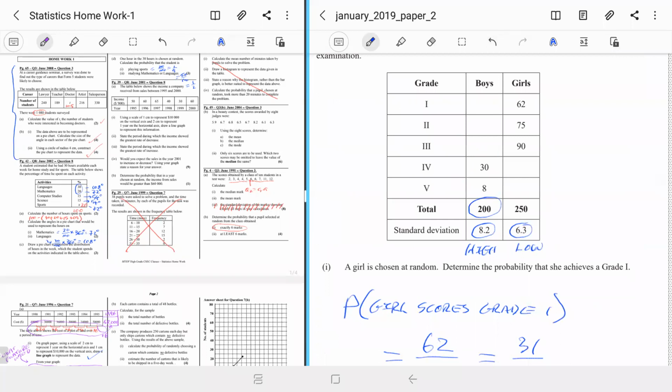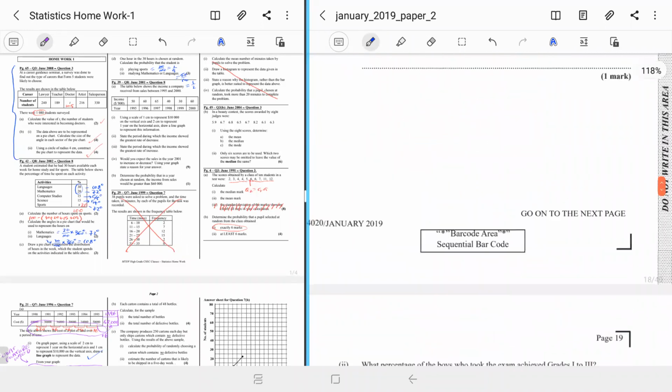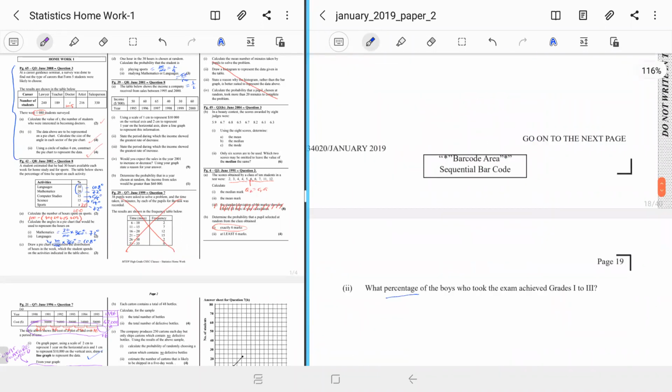So it means that they haven't filled out these values yet, because this is not up to 200 either, this is not up to 250. It means that these values here are missing. This one missing, this missing, this missing. Come again. I want to know, calculate the percentage of boys who scored between grade 1 and 3, from grade 1 to 3.